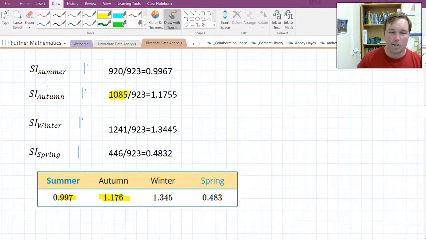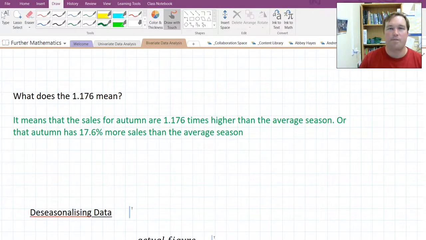And these are called the seasonal indices. Seasonal indices tell us how much better or worse that season was. So for some reason in spring, we only sell 48% of the hot chocolates we would in an average season. In winter, unsurprisingly, we are 34% above what we would do in an average season. So yes, there's a sentence you can write down.